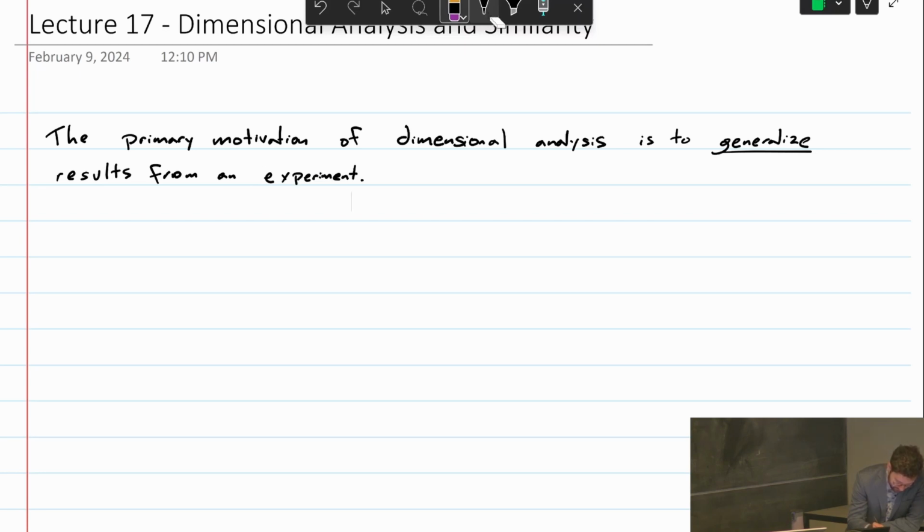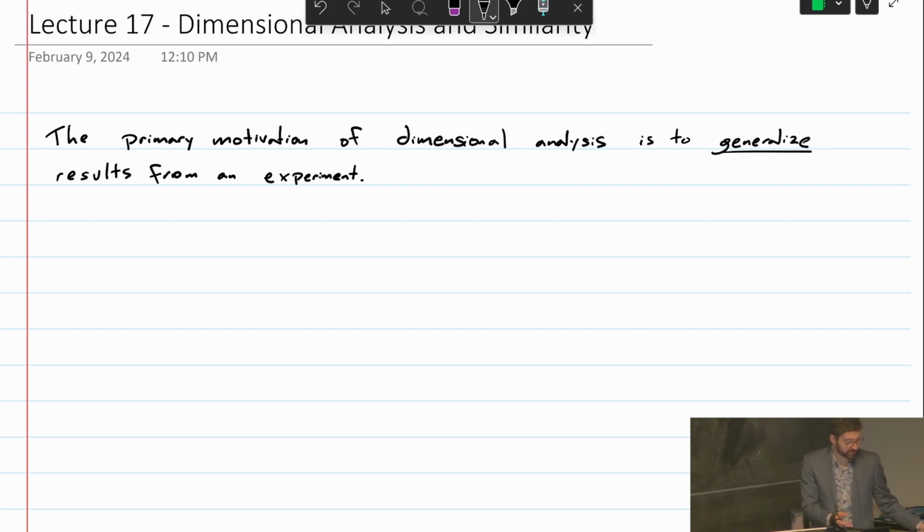Okay. So I'll start with the motivation. The primary motivation of dimensional analysis is to generalize results from an experiment. Here's what I mean by that.